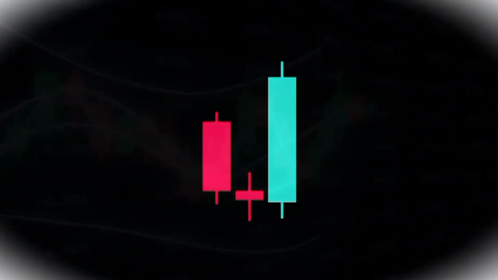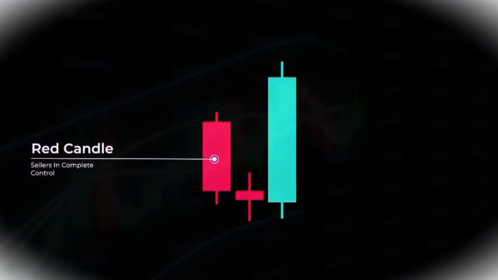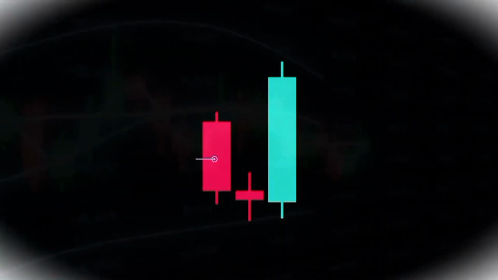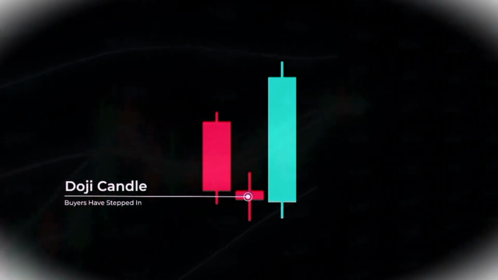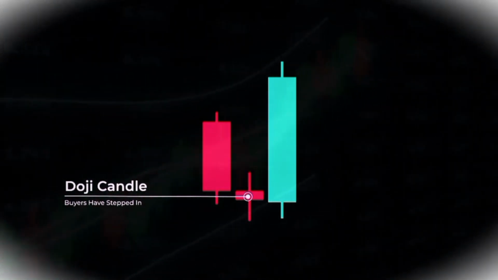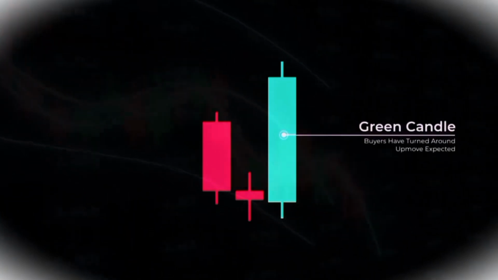The psychology behind the pattern is pretty simple. First, we have a red candle. This shows us that the sellers were in complete control of the markets. They pushed the prices downwards. Then we see a small doji candle. It shows us that buyers have stepped in and are pushing the prices upwards. Soon the sellers lose their strength and the buyers take the prices higher, creating this green candle.